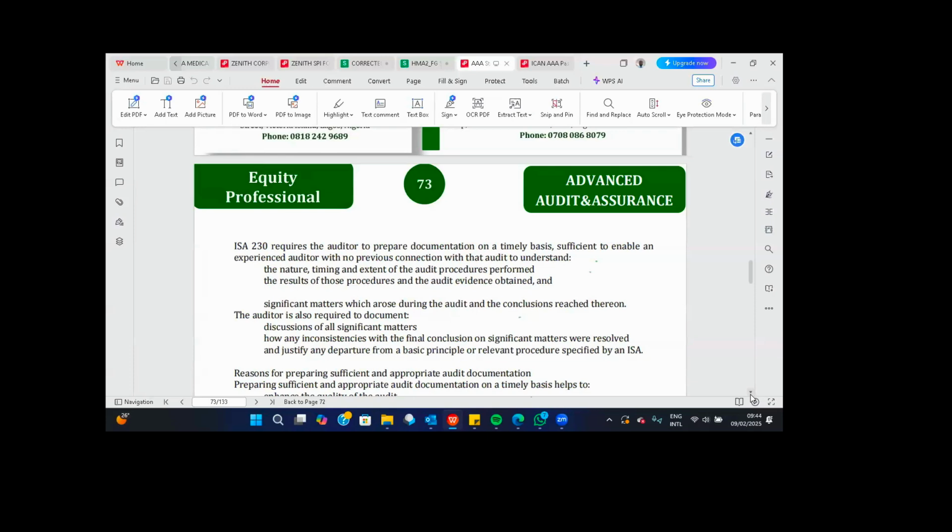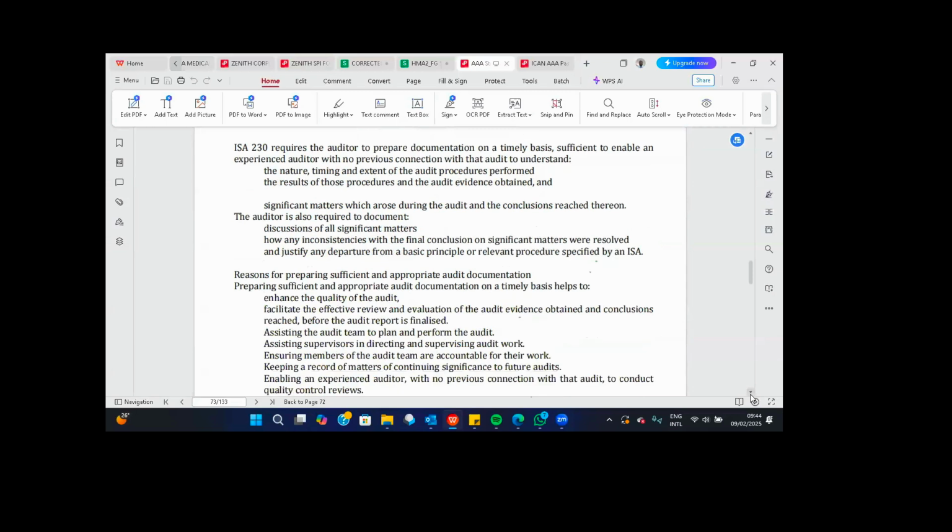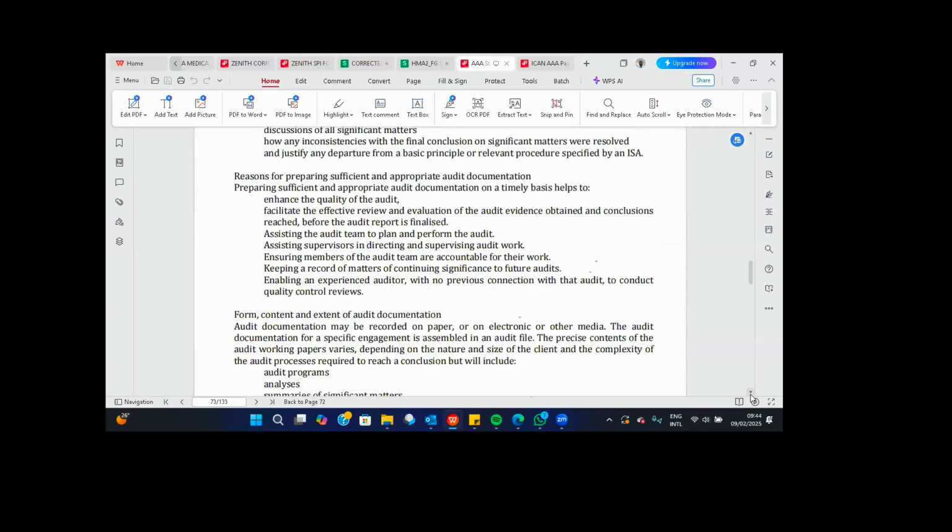What we are saying here is that the audit documentation must be prepared on or before 60 days after the completion of the audit. This one is very, very important. You must ensure that the audit documentation is compiled on or before 60 days after the audit has been completed. Okay? So that is some other things you need to know. Okay, let's go on.